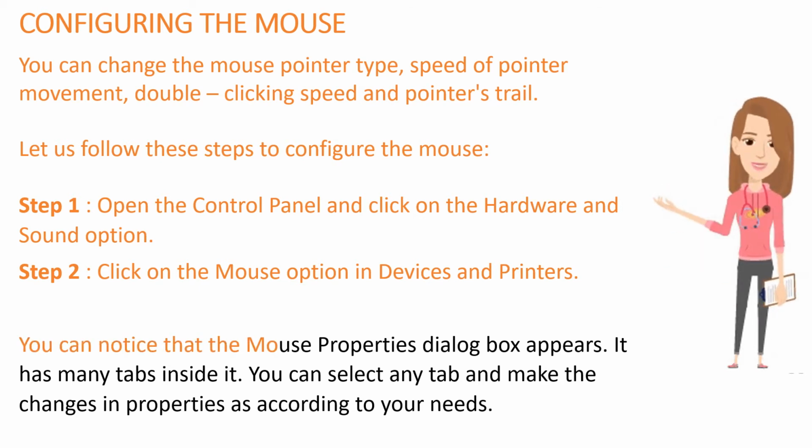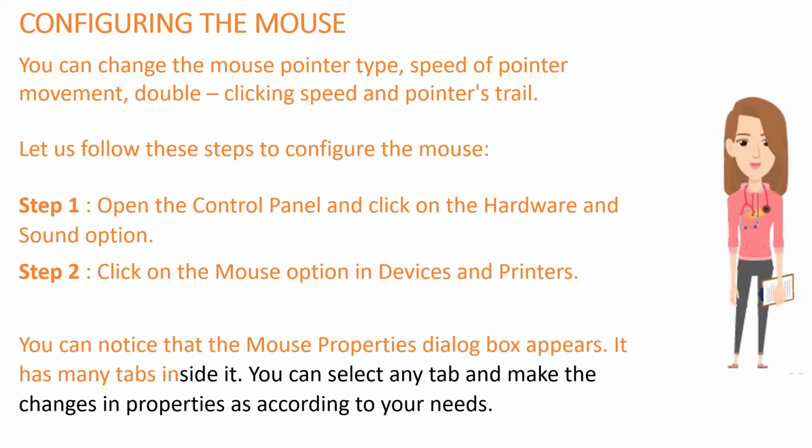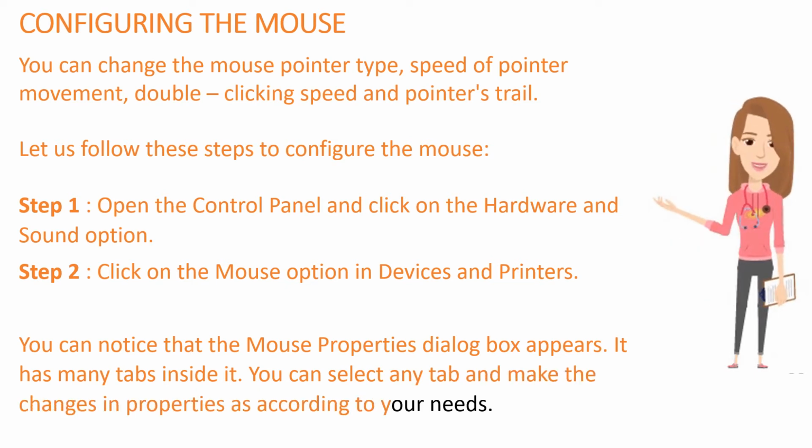You can notice that the mouse properties dialog box appears. It has many tabs inside it. You can select any tab and make the changes in properties according to your needs.